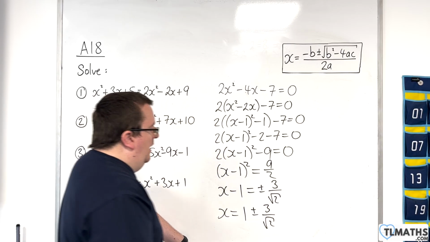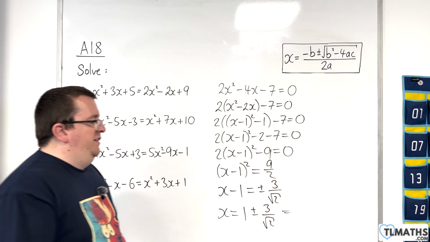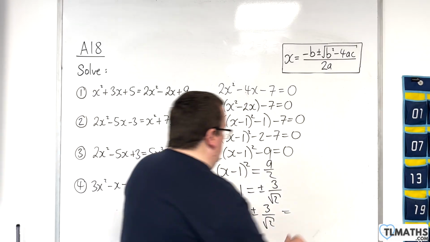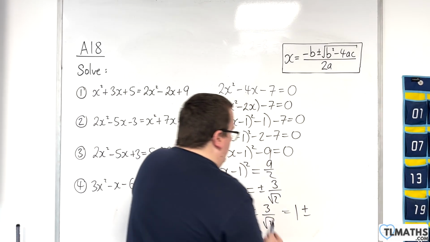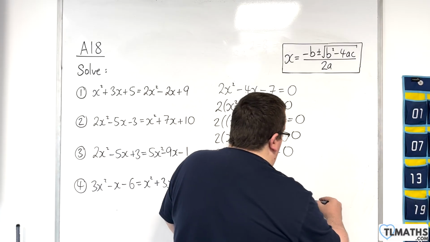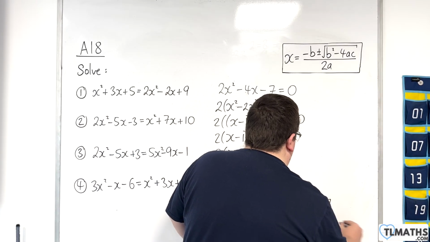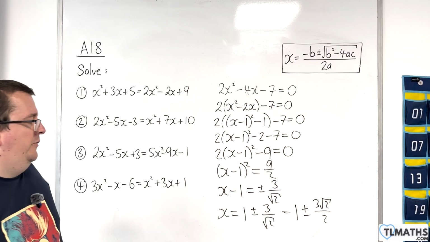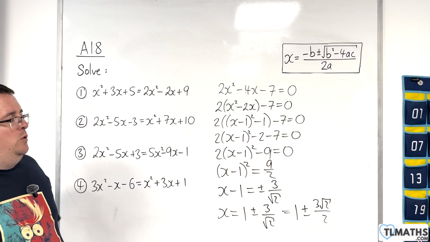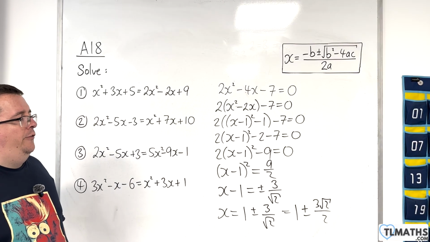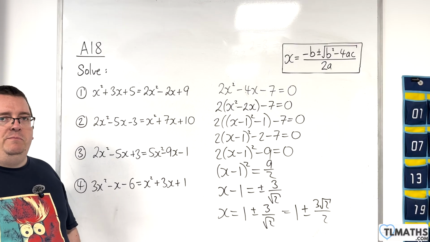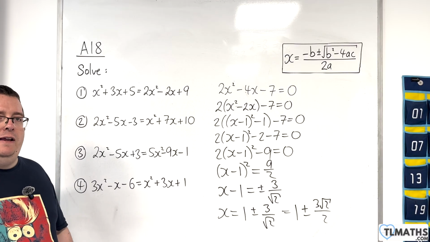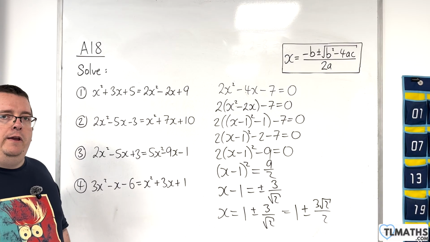The answers. I don't really like having root 2 in the denominator if I can help it, so let's rationalise the denominator. Multiply top and bottom by root 2, we're going to get 3 root 2 over 2. And so they're my answers. So no, it wouldn't have factorised.